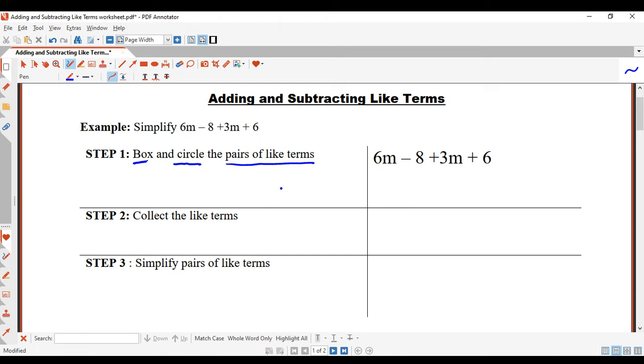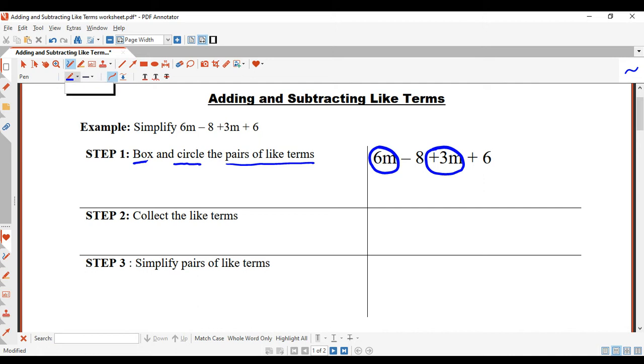Now, the reason we use boxes and circles is so that we can tell the difference between the different like terms. So let's do the circles first. I'm going to circle 6m. Okay, can I see any other m terms? Yes, I can. Now, when I circle the next m term, I'm circling the sign in front of it as well. Don't just circle the 3m, circle the plus 3m. So there's my circle.